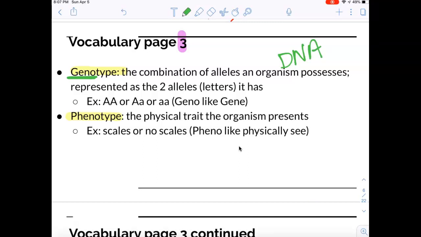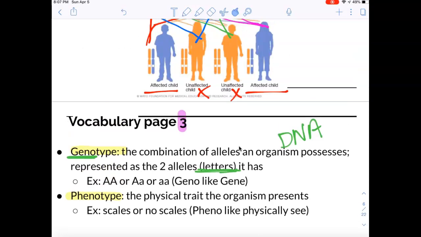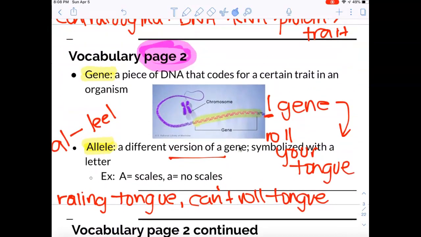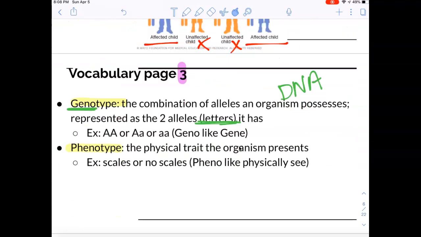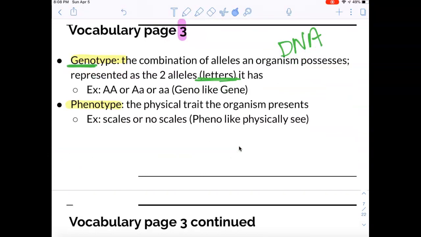We represent alleles with letters. So if you'll recall from up here, I said that you write them with letters. Here, I said if we had scales, it'd be big A and little a would be no scales. This is just for the sake of abbreviation. Does your DNA actually have the letters A and A in it? No. Does your DNA actually have any letters in it? No, it's all molecules, right? But this is how we express it in the science world.